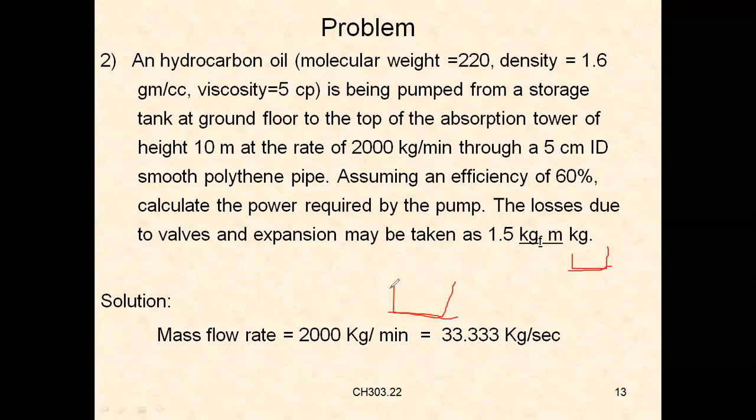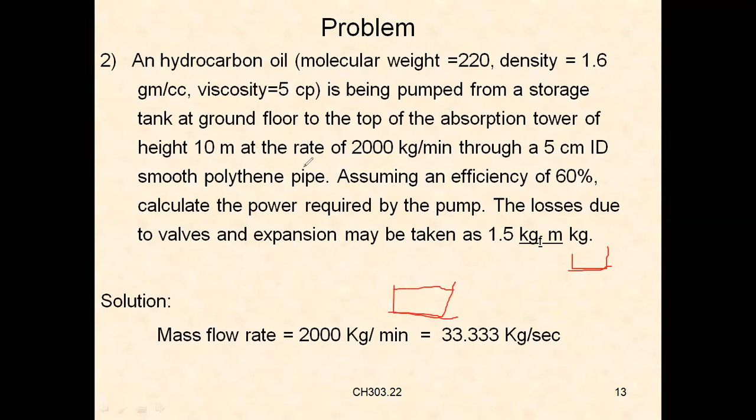Okay, the surface of the water in this tank, and assuming the efficiency of it is pumped at a rate of 2000 kg per minute through a 5 centimeter diameter pipe, and efficiency of the pump is 60%. Calculate the power required by the pump.